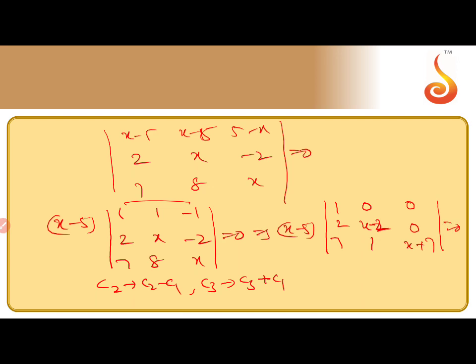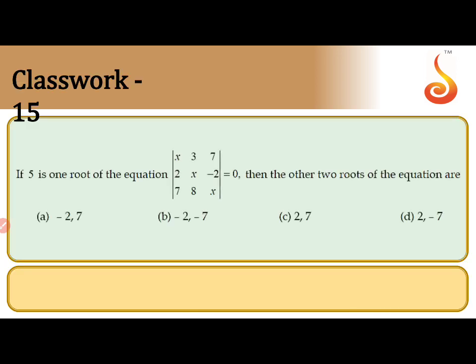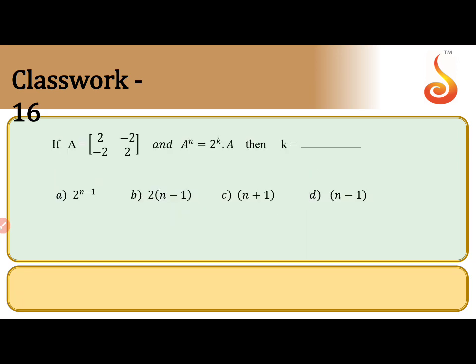So this is called what? An upper triangular matrix. The value of the determinant is the product of the diagonal elements. That means the final answer is x minus 5 into 1 into x minus 2 into x plus 7 equals 0. The roots are 5, 2, and minus 7. 5 is already a root. The remaining roots are 2 and minus 7. Check the answer. 2 and minus 7. Which option? Option D is matching. I hope you get this one.